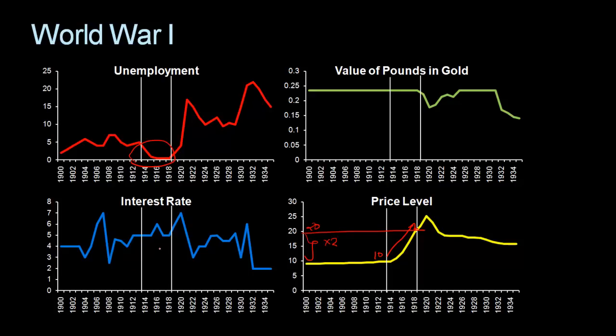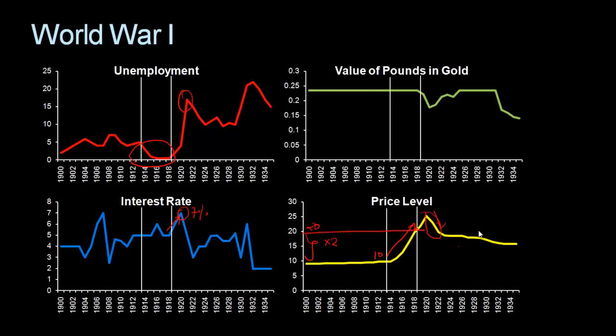And so we can see that right after World War I, the British Central Bank raised interest rates over here to 7%, which caused the unemployment rate to shoot up to about 20% over here, and which eventually started causing the price level to start declining, which we see over here.